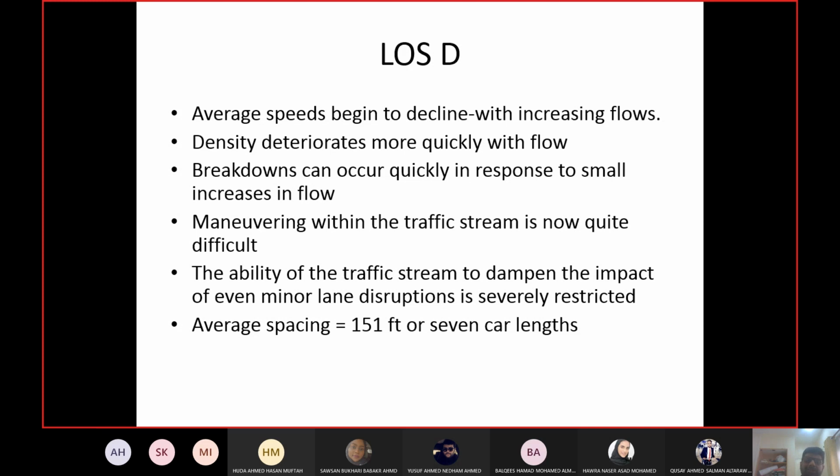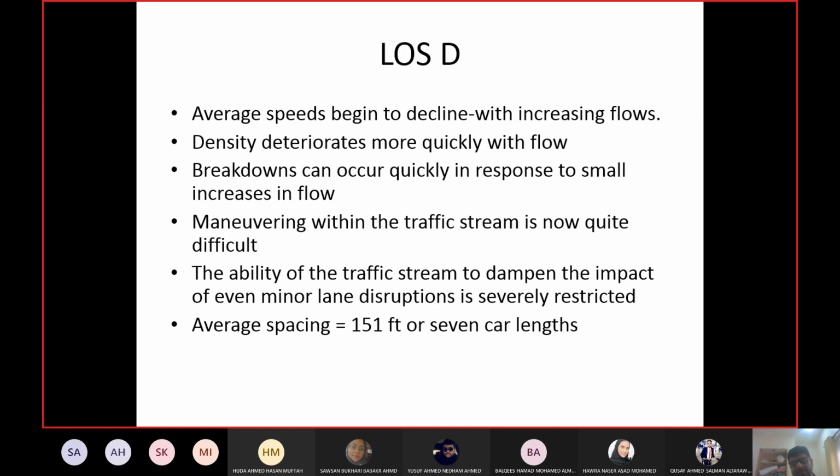With increasing flow, the speed starts to reduce rapidly, and since speed is inversely proportional to density, density starts to increase. Speed starts to decrease, density starts to increase. The difference between level of service D and breakdown is very small. So with a small increase in flow, you may go from level of service D to F. Okay, you may go from D to F.